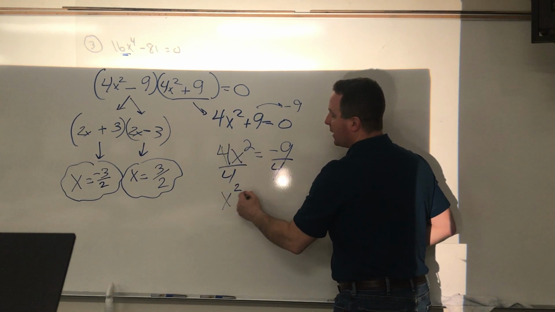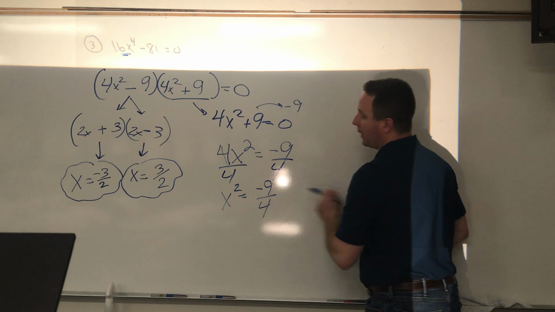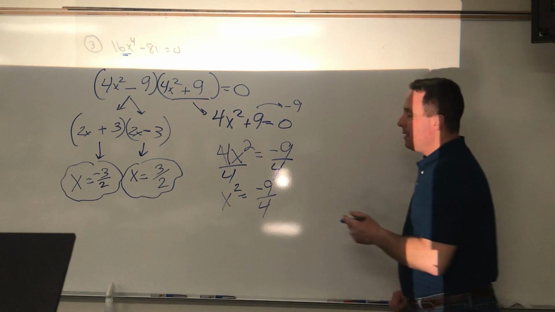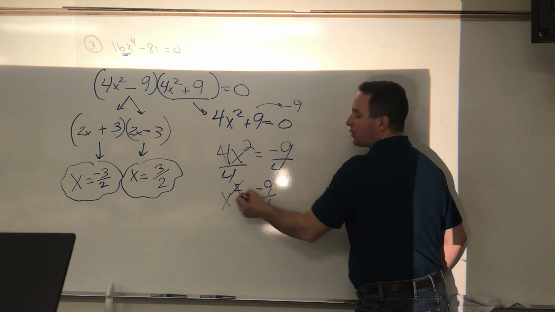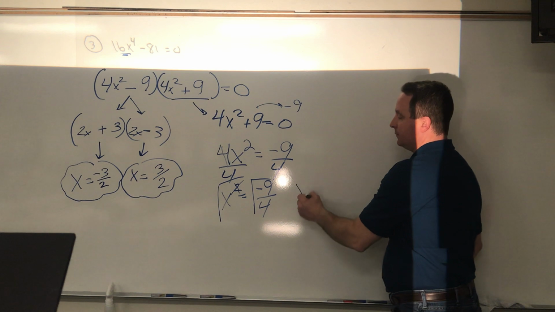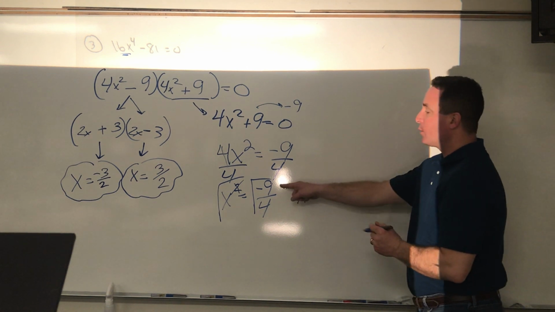And I get x squared equals negative 9 fourths. Okay, that's a fraction, that's okay. But we know next that we have to get rid of the x squared. So I'm going to do the square root of both sides. Okay, well, how do I square root a fraction?